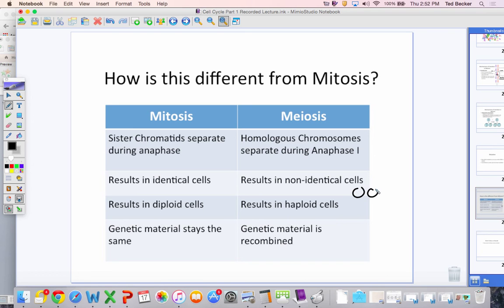And meiosis results in non-identical cells. So those 4 cells that come out are all different. Whereas in mitosis, the 2 cells are exactly the same. They have the same genetic material as their starting cell. But in meiosis, hopefully in the end, your genetic material is all different. It's all mixed together and recombined and comes out differently.